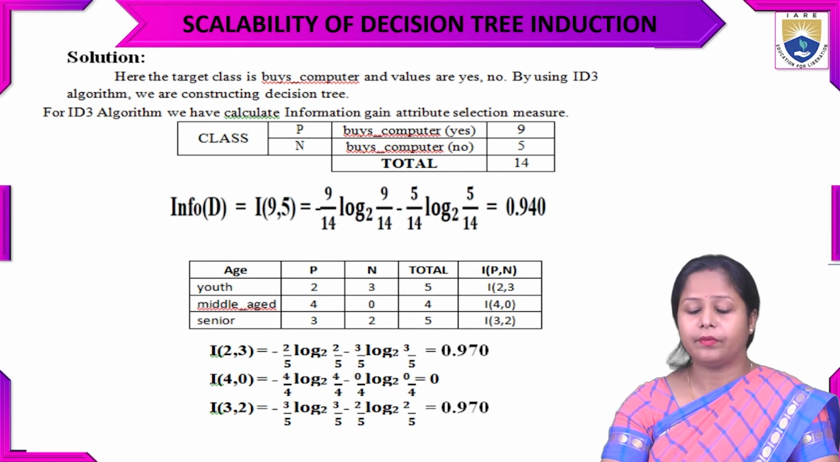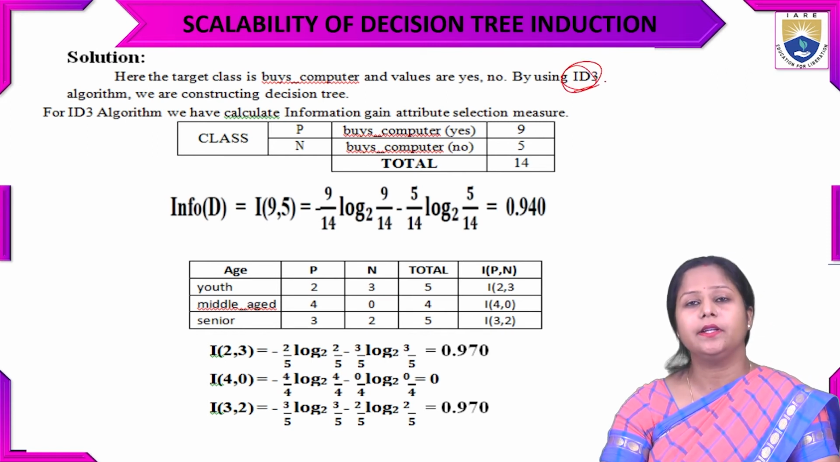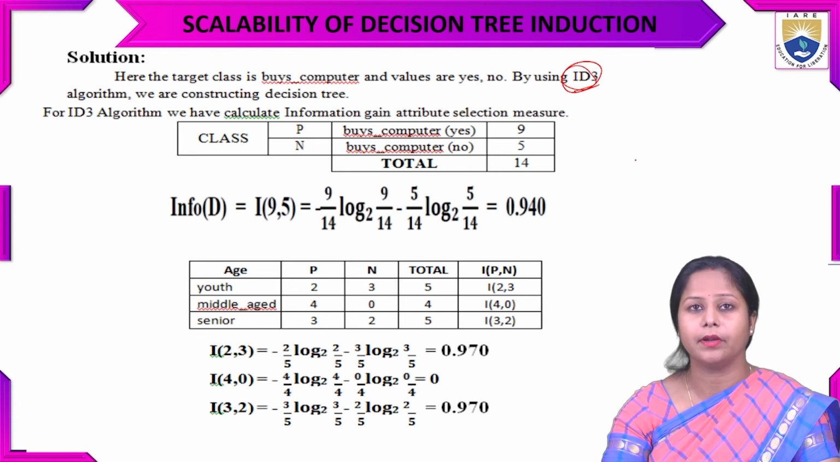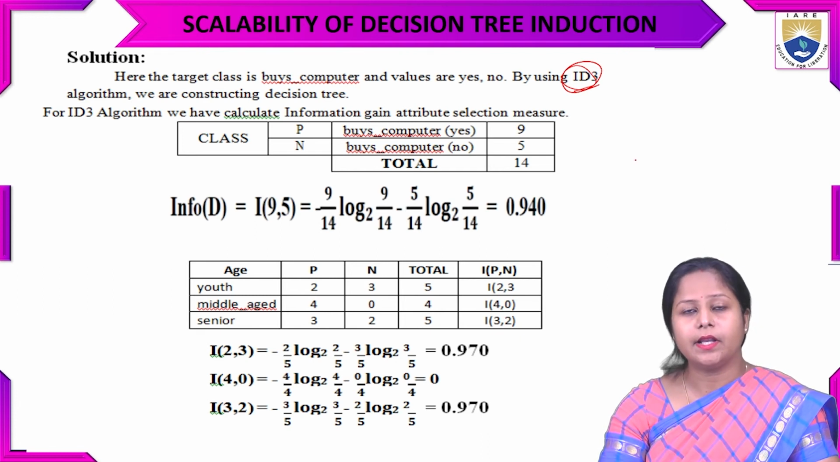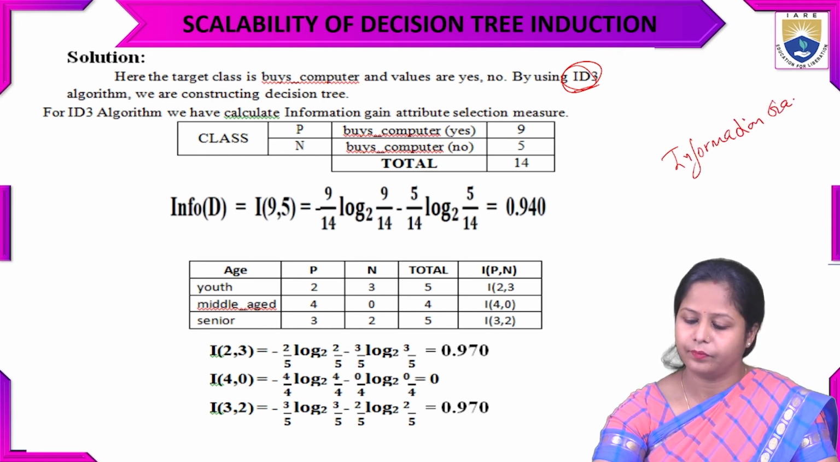While using the ID3 algorithm, we are constructing the decision tree. We have to construct a decision tree for the same table. So for the ID3 algorithm, we have to calculate the information gain, the attribute selection measure.